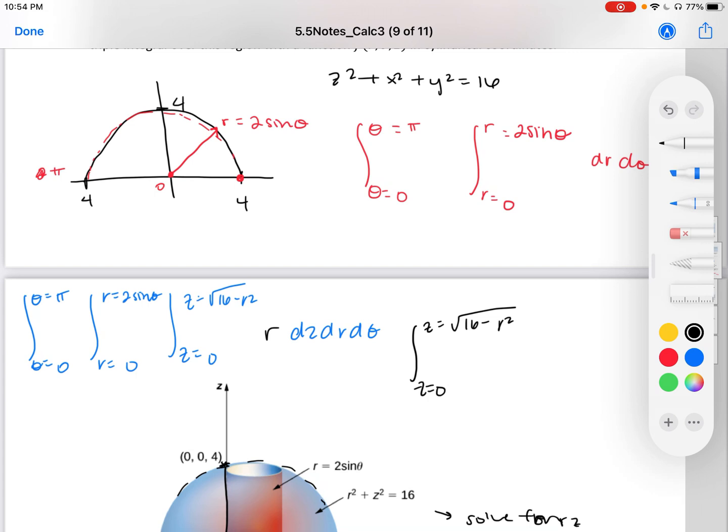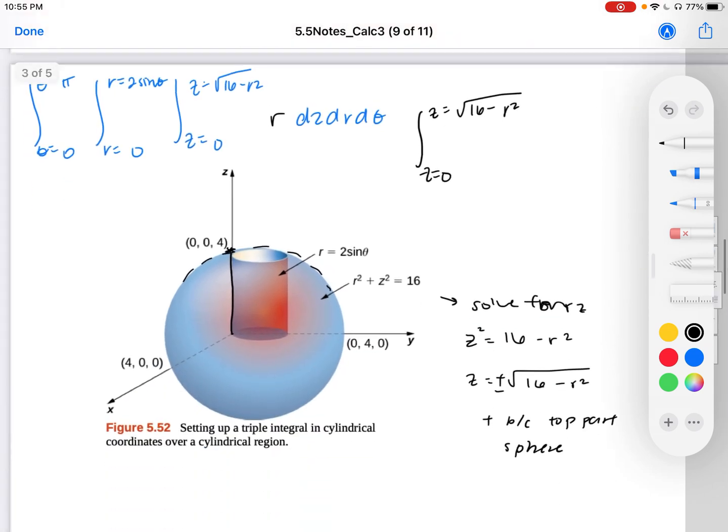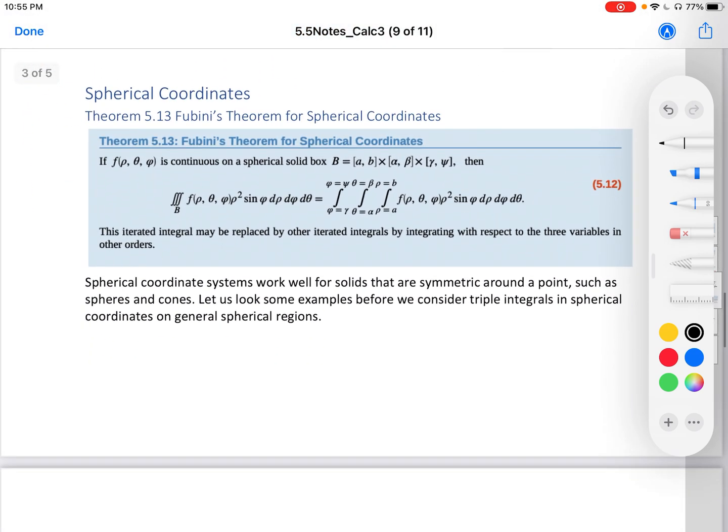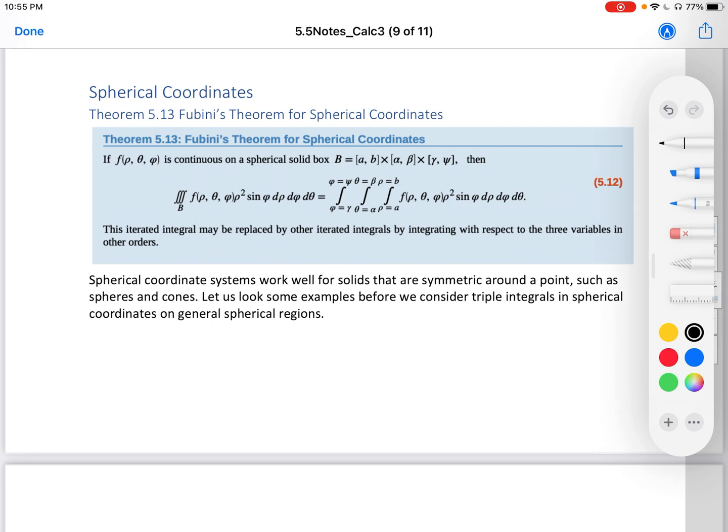Okay, let's continue with our next problem. Moving forward to spherical coordinates. Spherical coordinates are very similar to what we did before with our cylindrical coordinates. The only thing that's different is we have to rewrite things so that it fits the spherical definition. So we can extend Fubini's theorem to spherical coordinates just as we have been doing for this entire chapter.